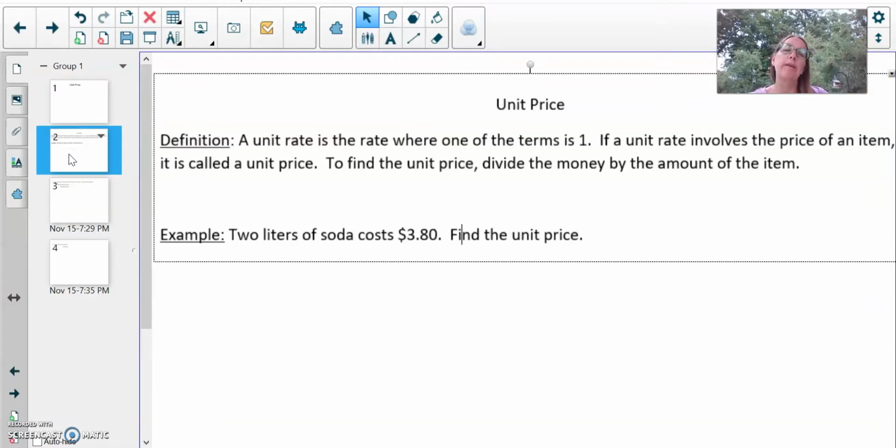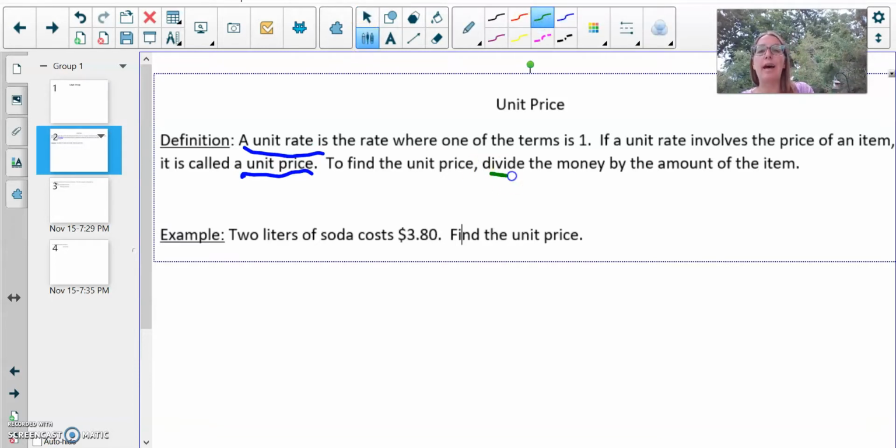So remember, a unit rate is a rate where one of the terms in the ratio is 1. If a unit rate involves the price of an item, it is then called the unit price. To find the unit price, you're going to divide the amount of money by the amount of the item we're dealing with. So here's an example.